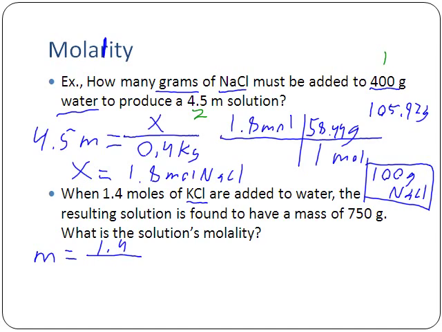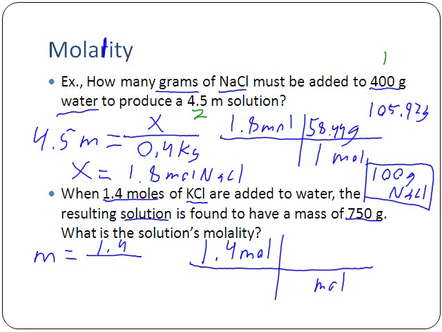In this case we know that the solution has a mass of 750. We do not know what our water has a mass of, so we're going to have to figure this out. If we subtract the mass of KCl from the solution, then we know how much water we had left. But right now we're in moles of KCl, so our first step, and this one is about as complex as they get, is we're going to start off with 1.4 moles of KCl and convert that from moles to grams of KCl.